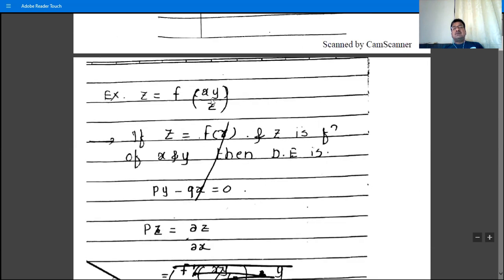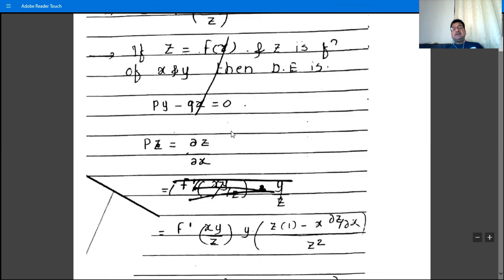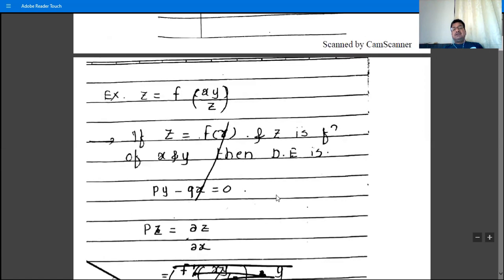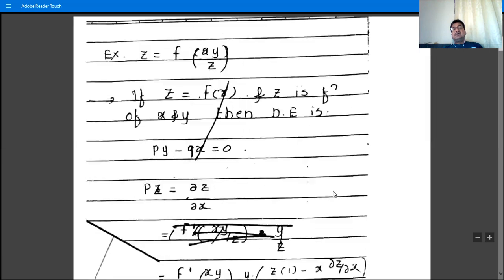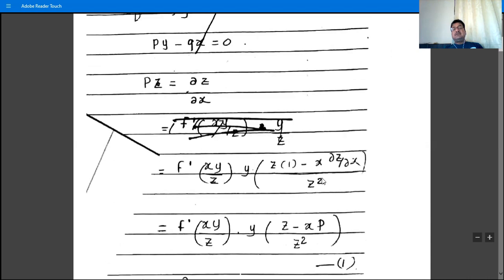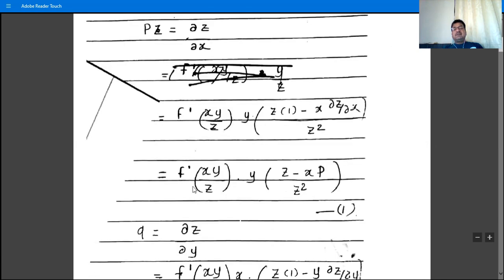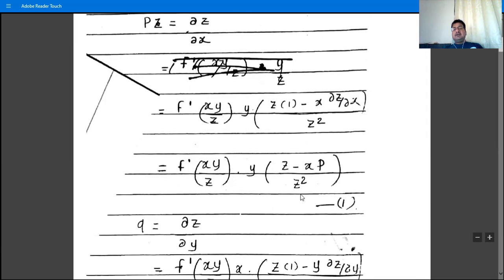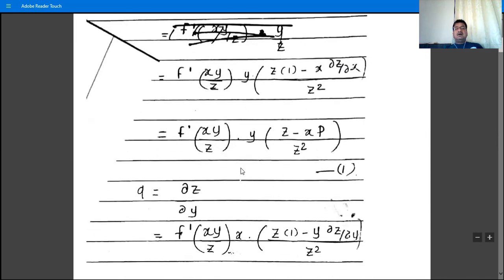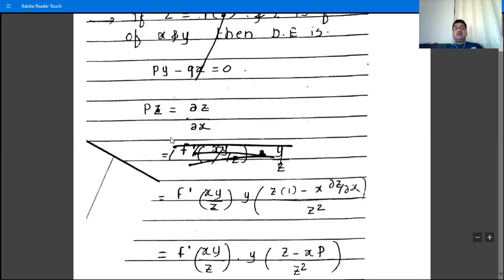So now y is constant. With respect to x is the derivative, so y is constant, and the derivative of x by z. Z is the function of x and y. So derivative of x by z by using the u by v rule: z times derivative of x, which is 1, minus x times derivative of z, which is ∂z/∂x, divided by z square. Y is constant. So we have f dash of xy by z into y, z minus xp, where ∂z/∂x is small p, divided by z square.